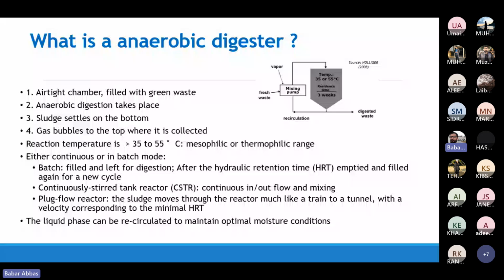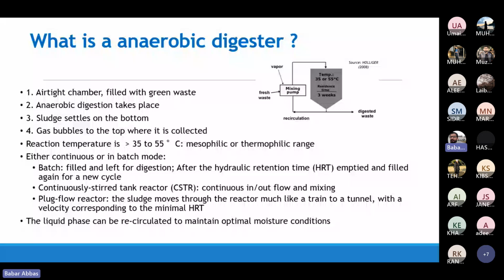कॉन्टिन्यूसली स्टिर टैंक रिएक्टर CSTR says that continuous in and outflow and mixing takes place. Plug flow reactor is the sludge moves through the reactor much like a train to the tunnel which is with a velocity corresponding to the minimal HRT. इसमें क्या होता है कि आपका एक बैच जो है वो ट्रीट होके निकल रहा होता है, मीनवाइल आपका सेकंड बैच जो है वो इनसाइड द रिएक्टर रेडी होता है. द लिक्विड फेज कैन बी रीसर्कुलेटेड टू मेंटेन ऑप्टिमल मॉइस्चर कंडीशंस.